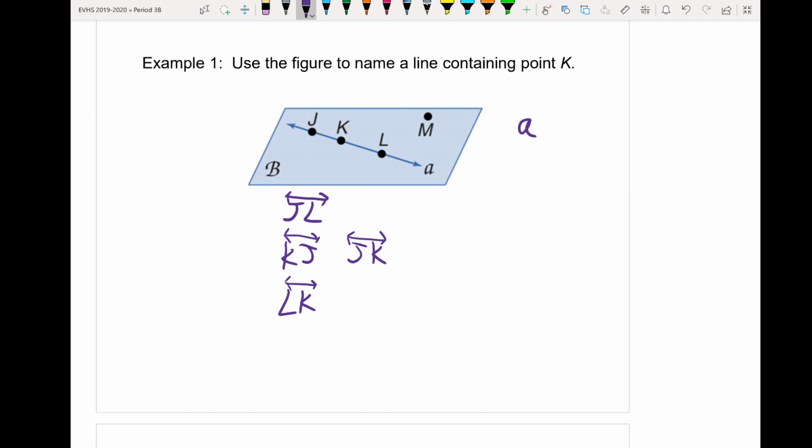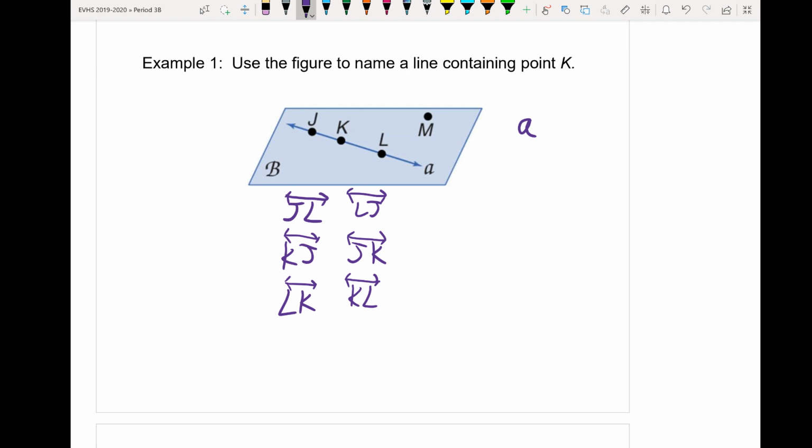Line LJ, line LJ. And then one more. I hope you've seen the pattern in how I'm writing this now. We've got line KO. Okay, all those are valid.